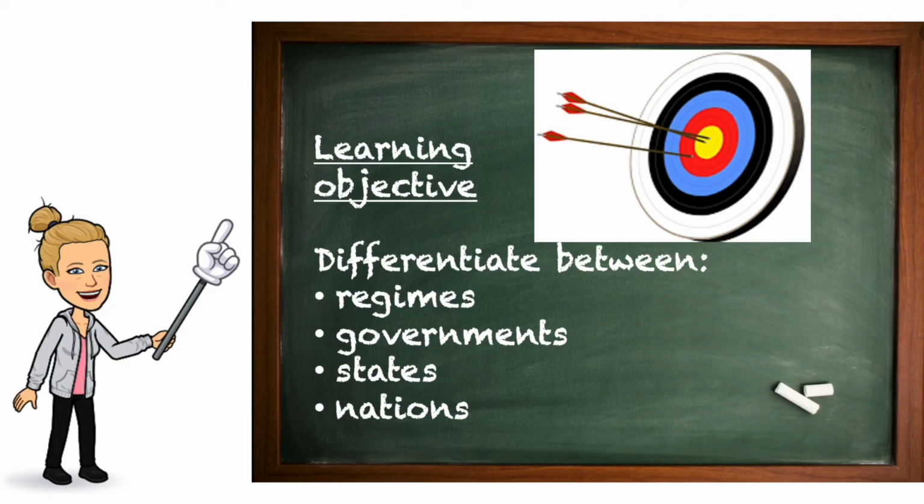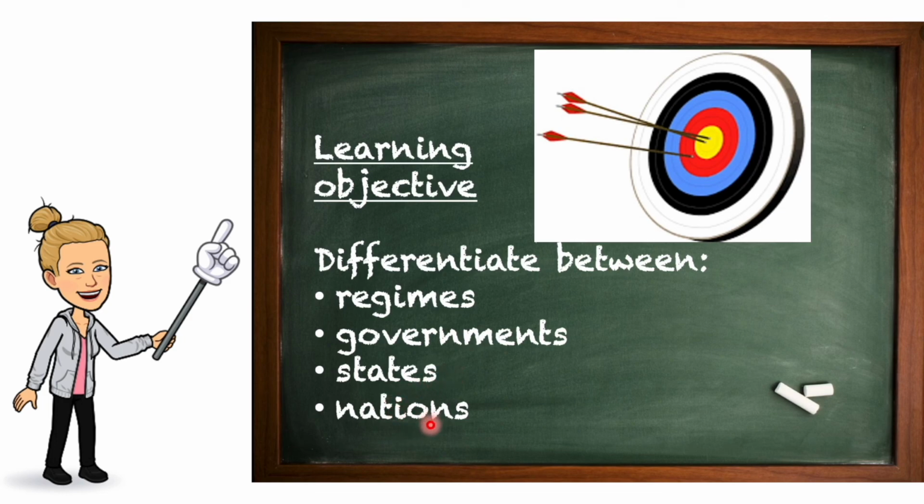However, for now, I hope that you have a better idea how to differentiate between regimes, governments, states, and nations, remembering that regimes are stable, ongoing systems that determine how power is divided and how a state is ruled, whereas governments are changing and are more about who is actually ruling a state. A state is a political entity with a government that has the authority to control the people living within a territory recognized as a sovereign nation by other states.